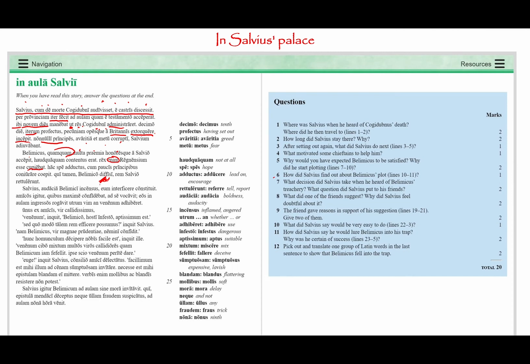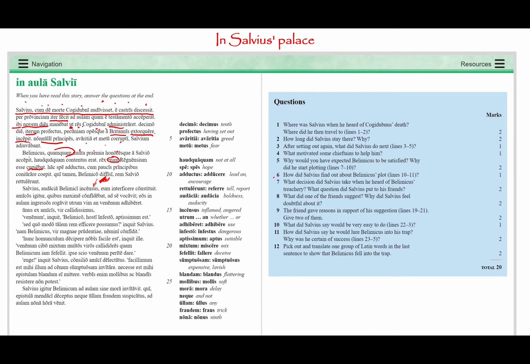Well, we can already see here it's quite a powerful perfect passive participle. Incensed by Bellimachus's audacity, he decided to kill him. One of the many words to kill, interficere, one of the more neutral ones here. And what question did Salvius put to his friends?